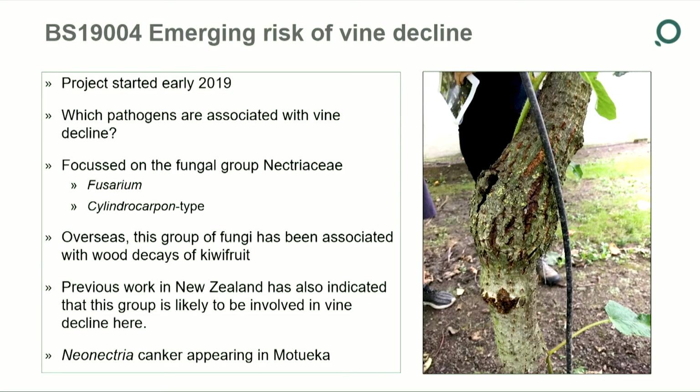Now, overseas, this group of fungi has already been associated with wood decays of kiwifruit, and previous work in New Zealand has also indicated that this group is likely to be involved in vine decline here. At the same time as this, the Neonectria canker was starting to appear in Motueka, so we were having unusual symptoms down there as well, and that actually falls into the Neonectriaceae group too.